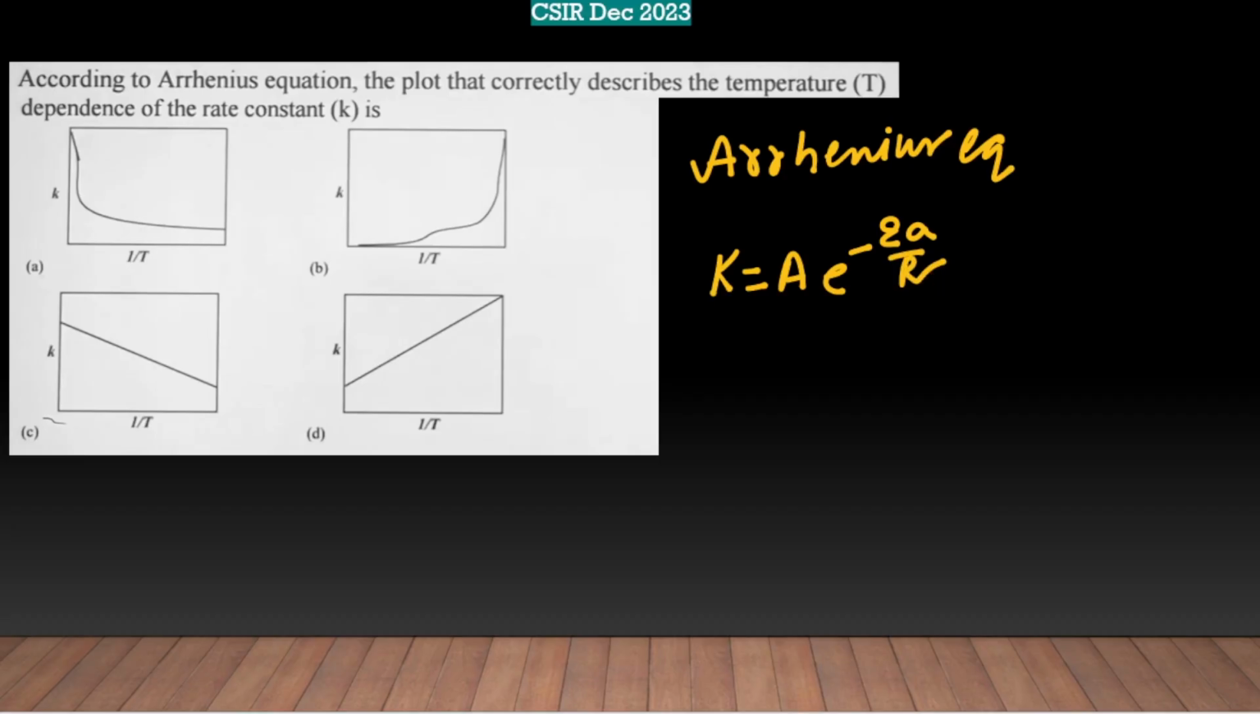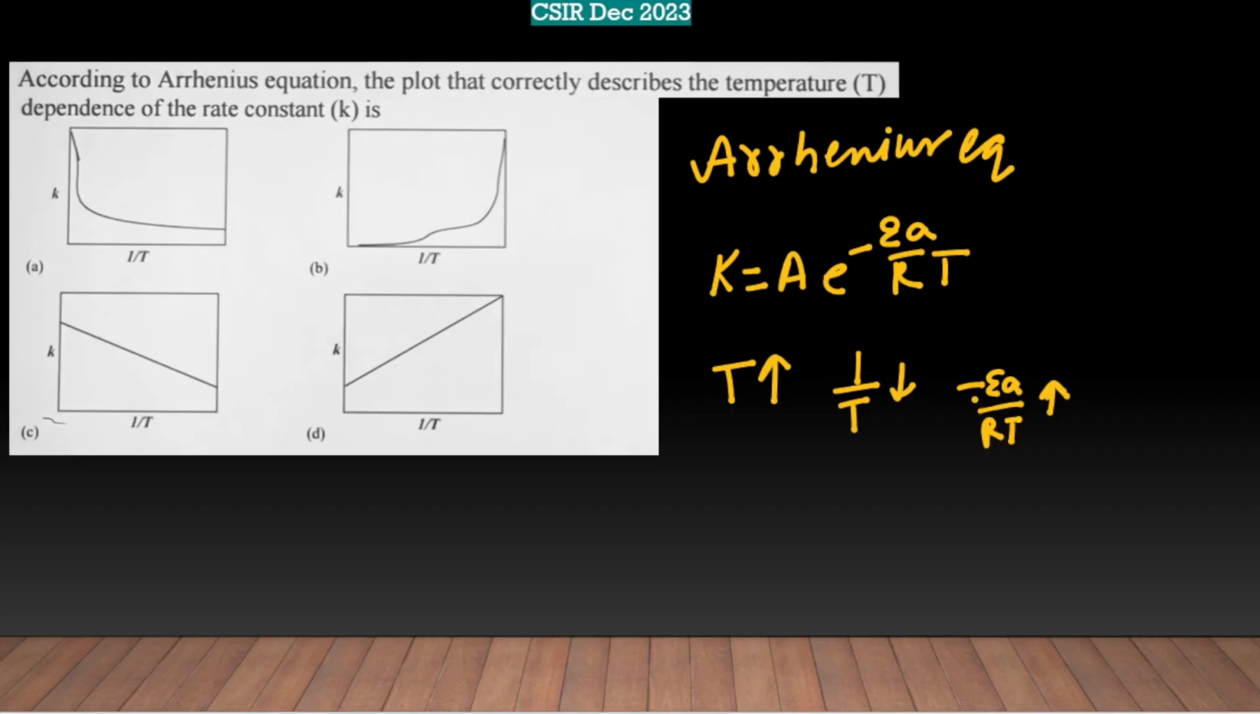EA upon the RT. So if I see the values, if I am increasing the temperature, this is RT. If I am increasing the temperature, the value of 1 by T decreases, right? Or we can say the value of minus EA upon RT is going to increase, because the negative sign has been placed over here. So 1 by T was decreasing, and this negative sign shows that this value is increasing.